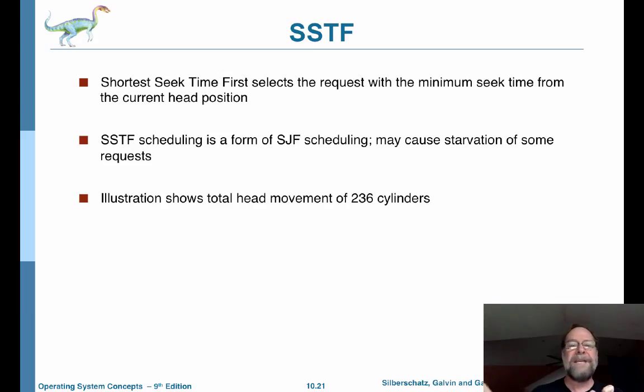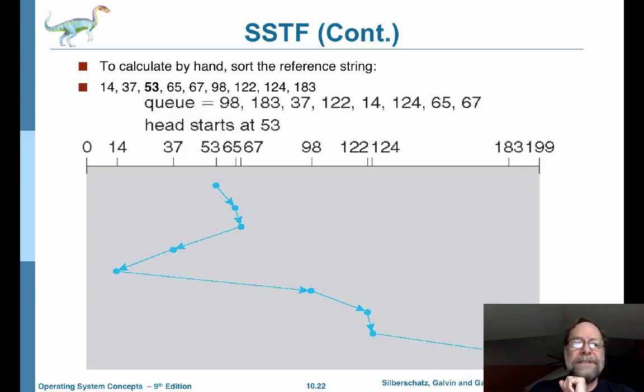But you have this one pending request, maybe at track 200, and it's always going to be too far to go from the current position to that very distant request. So you can get a starvation situation if that occurs. So if we look at the next slide, we'll use the same reference string, and we'll see the seek time is a lot less. It's 236.